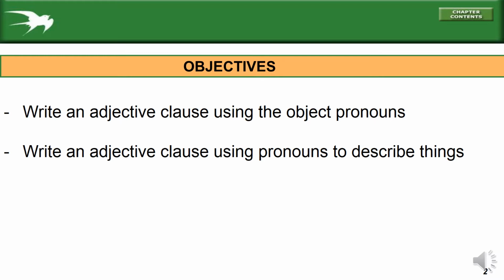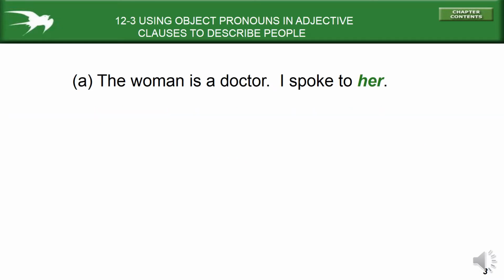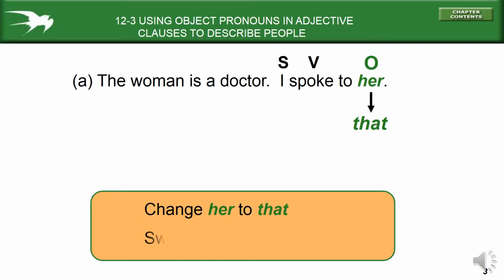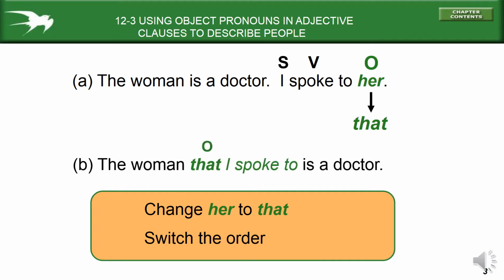By the end of this video, you should be able to write an adjective clause using the object pronouns and write an adjective clause using pronouns to describe things. So let's start with chart 12.3, using object pronouns and adjective clauses to describe people.